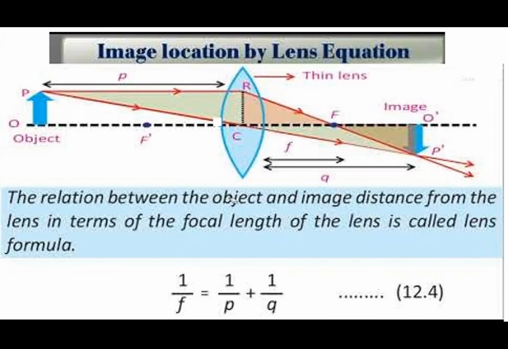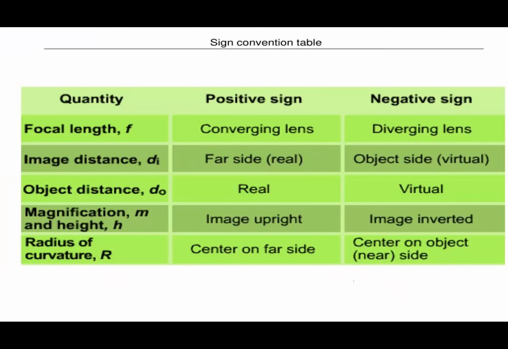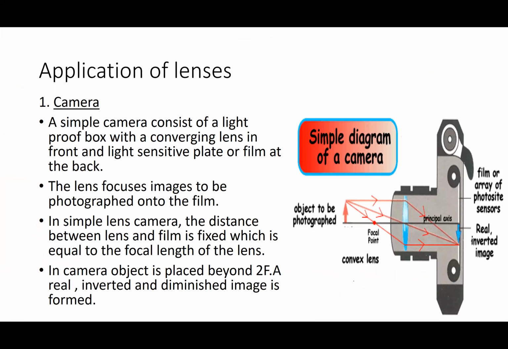The equation which is used to relate focal length, object distance and image distance is called the lens equation. f is used for the focal length, p is called the object distance, and q is called the image distance. Sign convention. Application: camera to obtain a picture.